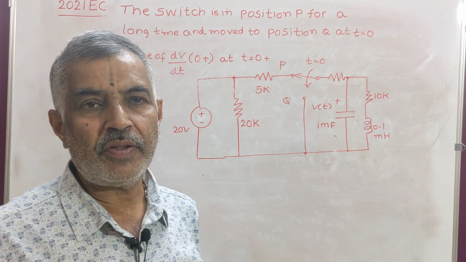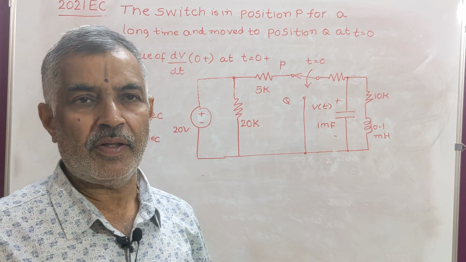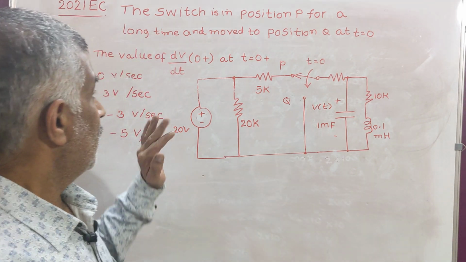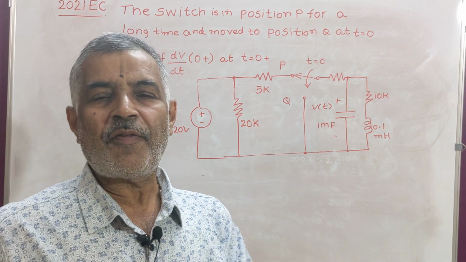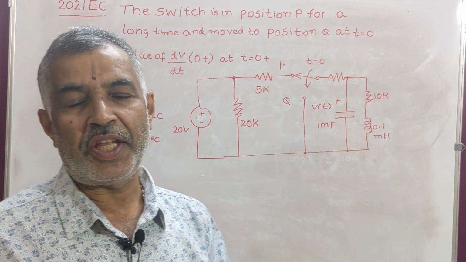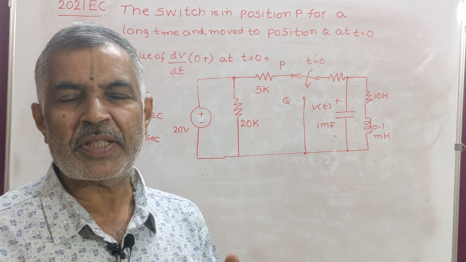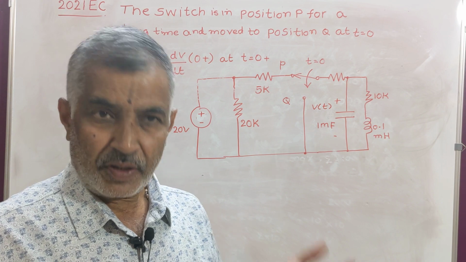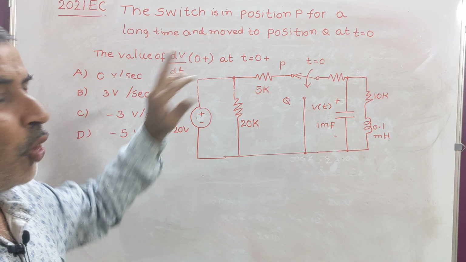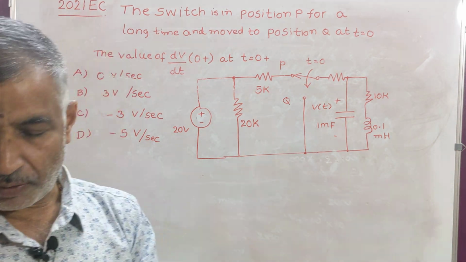So you are familiar with 0 plus and 0 minus notation. 0 minus means just before 0. 0 plus means just after t equal to 0. We use it in sentences, just before, just after. It is the same meaning, just. So 0 plus means just after. 0 minus means just before.